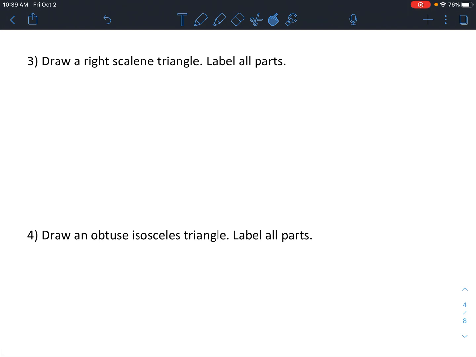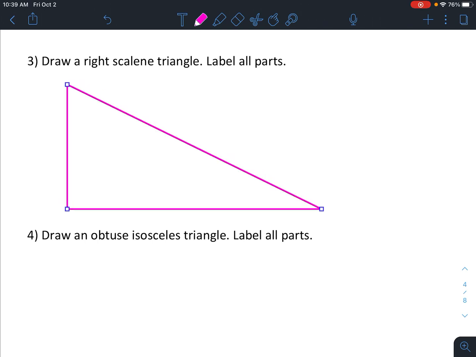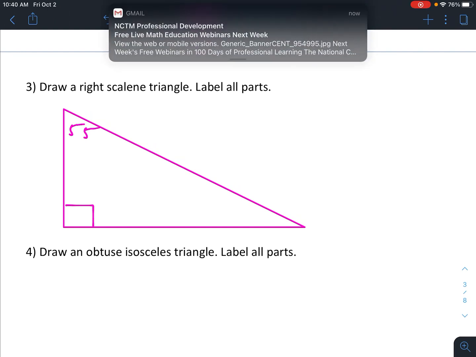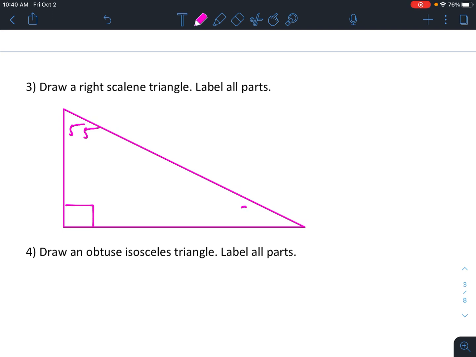Number 3 is to draw a right scalene triangle. So draw a right triangle where all three sides are different. Okay, there's my right triangle. Let's just make up some numbers for the angles here. Let's say this one is 55, and then to get the last one, remember all triangles' angles add up to 180, so 180 minus 90 minus 55 would equal 35.